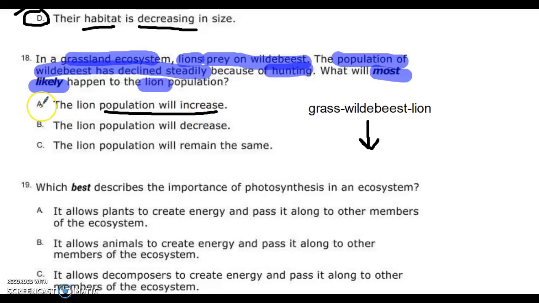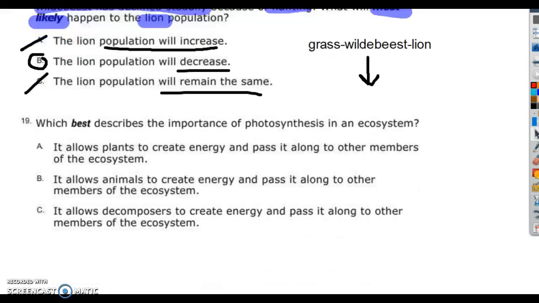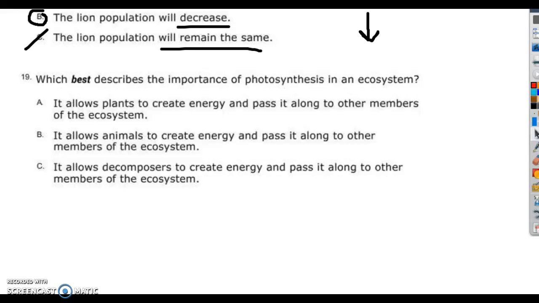No, that doesn't make sense. If they have less food, it seems that it would either stay the same or decrease. Yes, if we take away a food source, the answer is decrease. Easy to do. If you need to draw that out, draw it out. It's fine. That's what the extra paper is for.